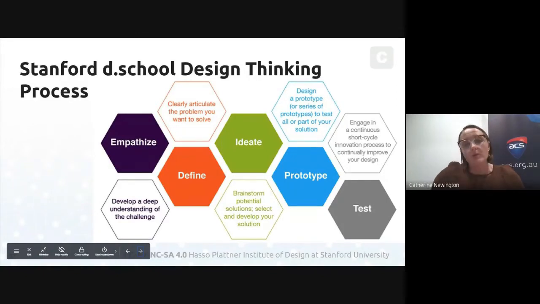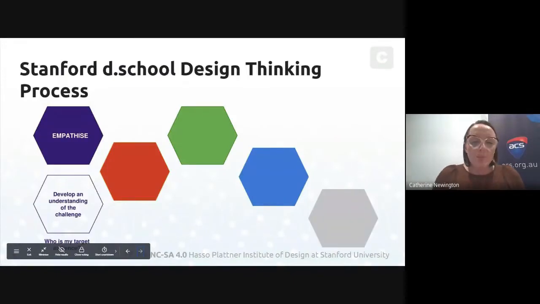So one style of design thinking process that has been used quite a lot in primary schools is the Stanford School design thinking process. I'm going to take you through this now and talk about the different steps. When we look at empathize, at the start we develop an understanding of the challenges and think about who might be part of that challenge. It's almost a step into that person's shoes, thinking about who they are and what type of problem they might have within society.